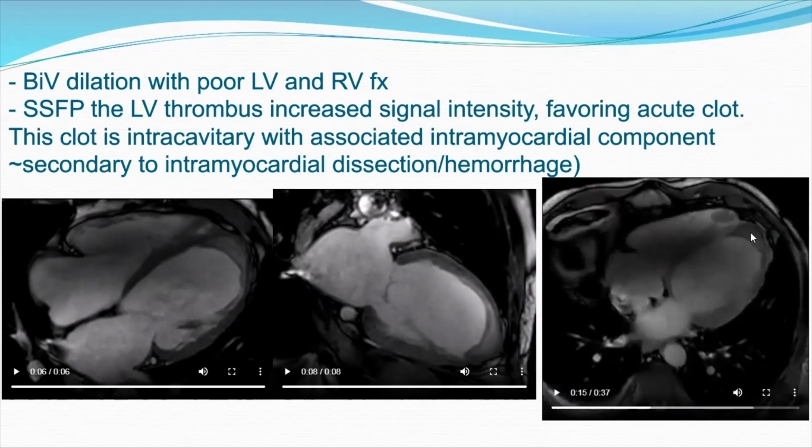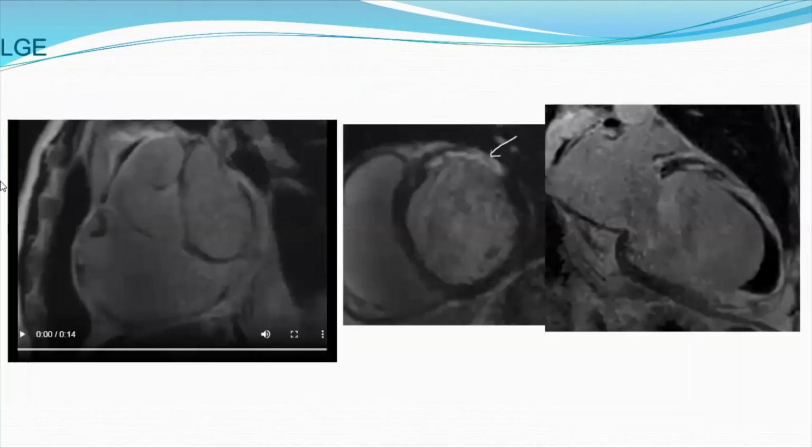So in this image, we can see there is increased signal within the myocardial wall, that is between the endocardium and the epicardium, which is favoring an acute clot. And this clot is partially within the myocardial cavity and partially extending into the muscle, which suggests it is a dissection or a hemorrhage within the myocardium. We can also see the right ventricular clot, which was seen on echo. And then we did the delayed enhancement images.